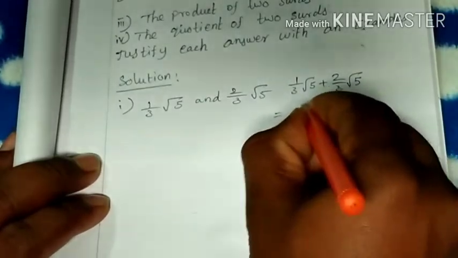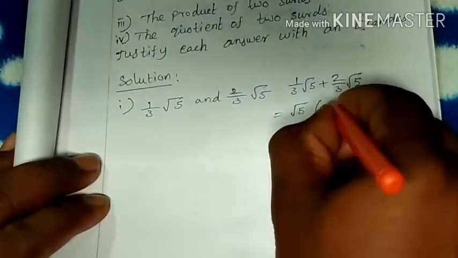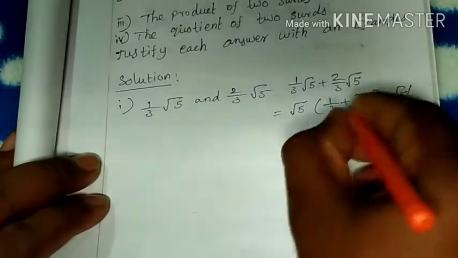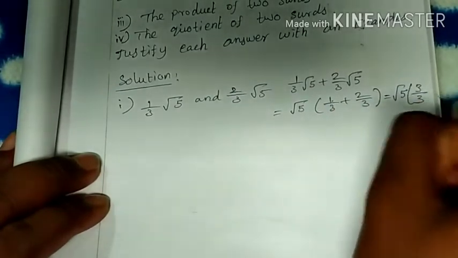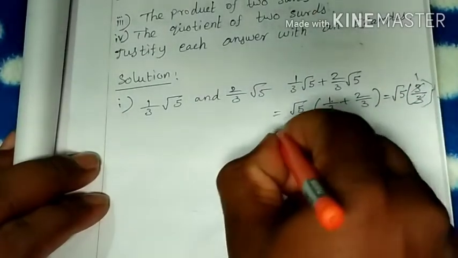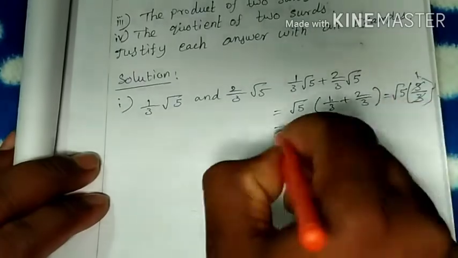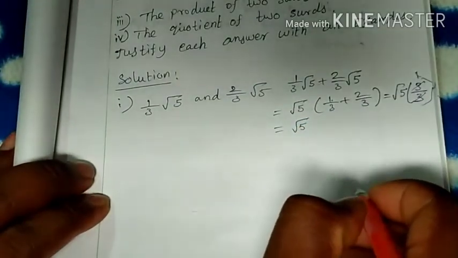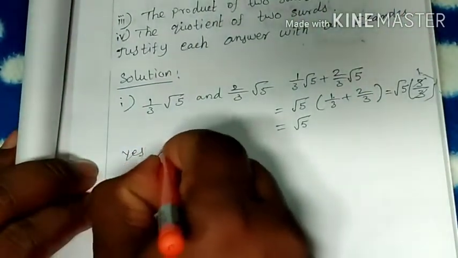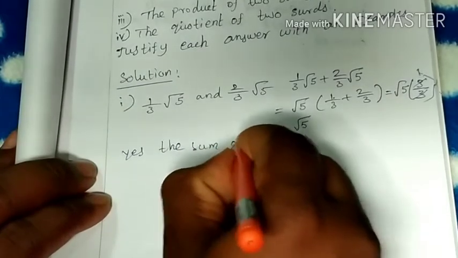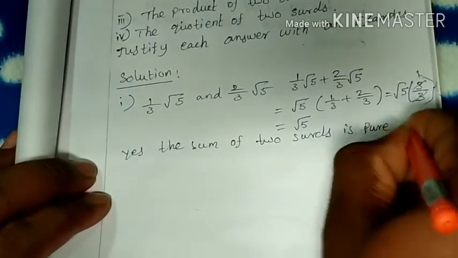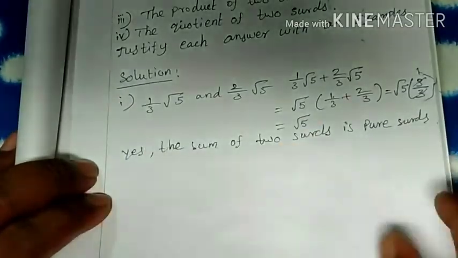Root 5 is common. The addition of the values 1 by 3 plus 2 by 3: what do you get? Root 5 into (1 plus 2) by 3, which is 3 by 3, and that is 1. So the final answer is root 5. The coefficient is 1, so it is a pure surd. Yes, the sum of two surds is a pure surd. Okay, this is your answer.